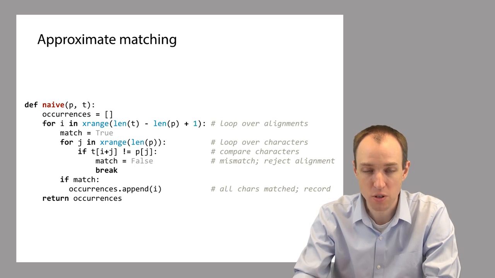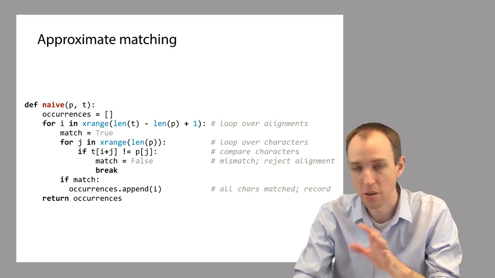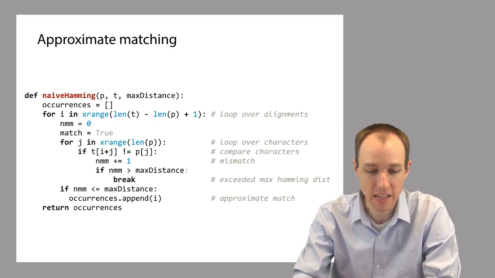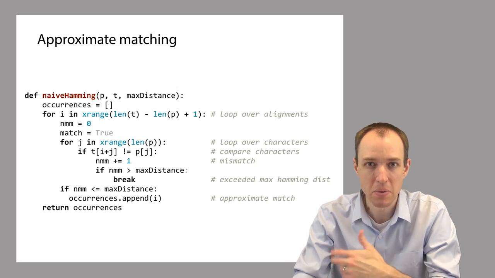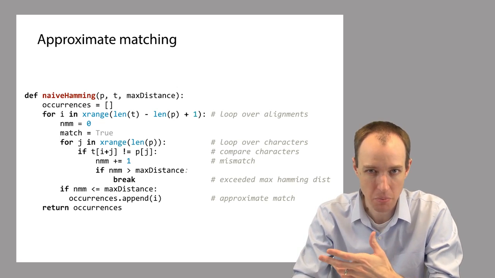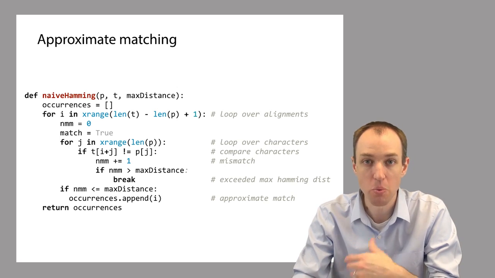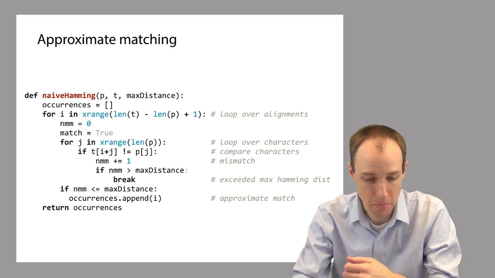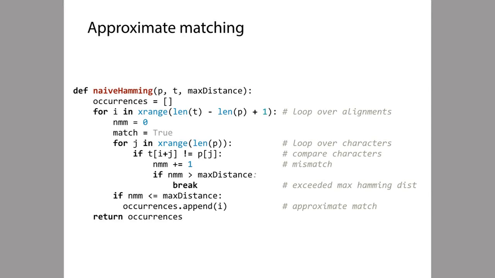The main thing we have to do is prevent the inner loop from immediately giving up as soon as we encounter a single mismatch, right? Instead, we'd like the inner loop to keep track of how many mismatches have been seen so far, and then only when we exceed the maximum number of mismatches allowed do we break out of the inner loop and give up on that alignment. So here's an implementation of this idea, and we'll see this implementation again in an upcoming practical session. So we can easily adapt the naive exact matching algorithm to the approximate matching setting.